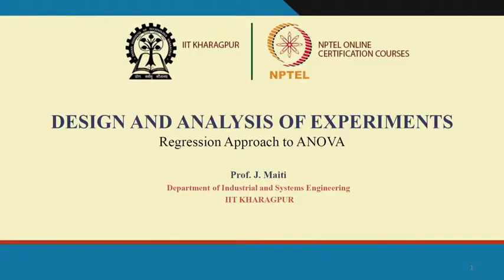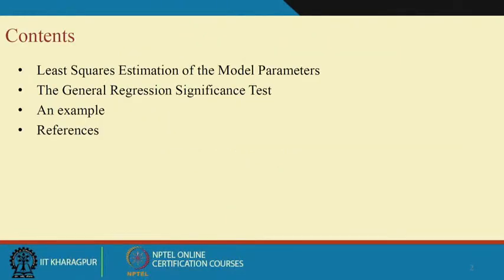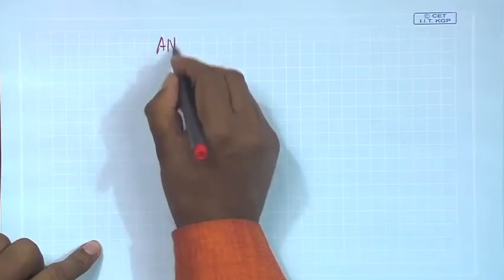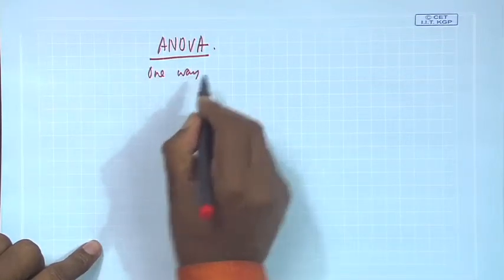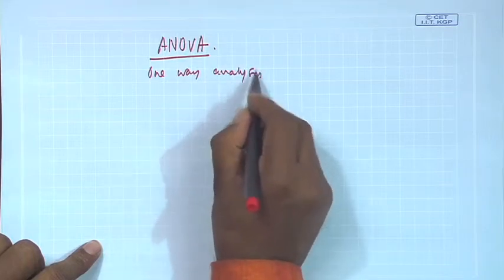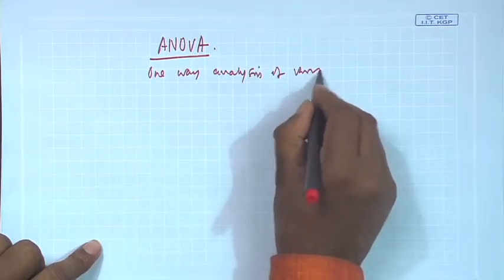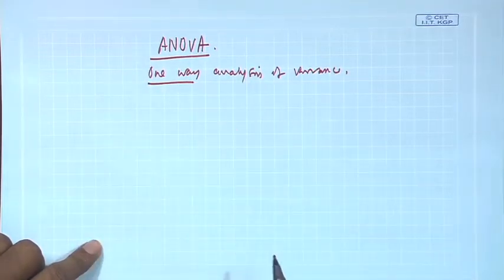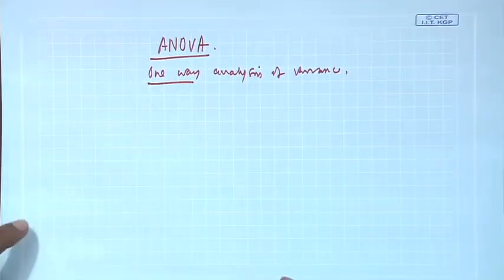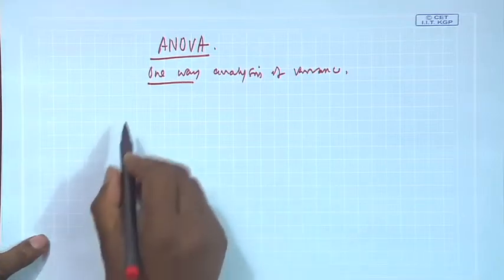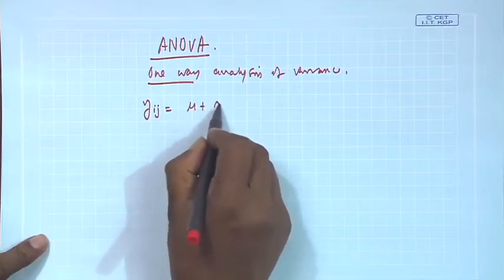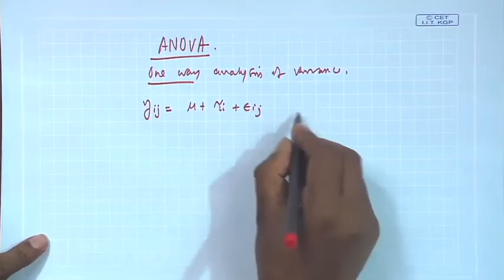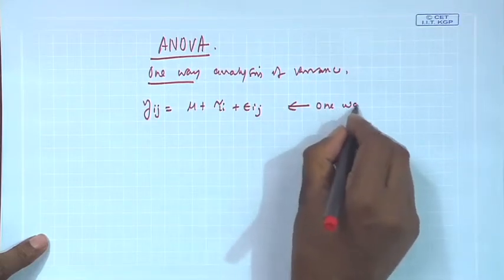Today we will discuss the regression approach to ANOVA. You have gone through ANOVA, analysis of variance, one way analysis of variance. We will discuss it with reference to one way ANOVA. And the model we have given, y_ij, the general model, is mu plus tau_i plus epsilon_ij, that is for one way ANOVA.